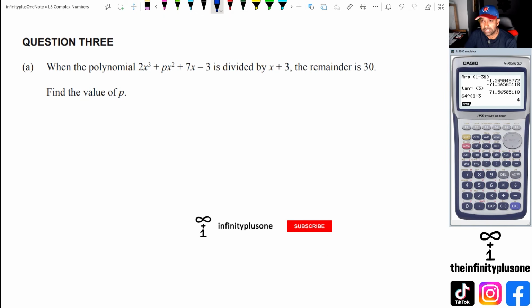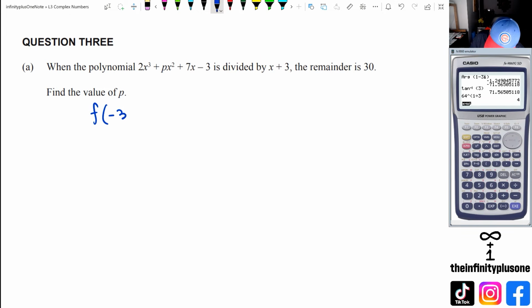All right, folks, let's get going with question 3. So we've got this polynomial here. When it's divided by x plus 3, the remainder is 30. Find the value of p. So basically what it means is that when we put f of negative 3, we are going to get 30. That's what the remainder theorem is. Because if it was a factor, then f of negative 3 would equal 0.